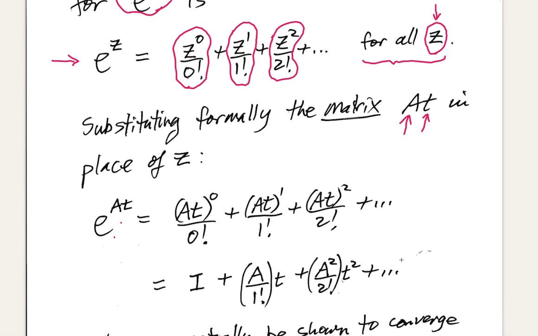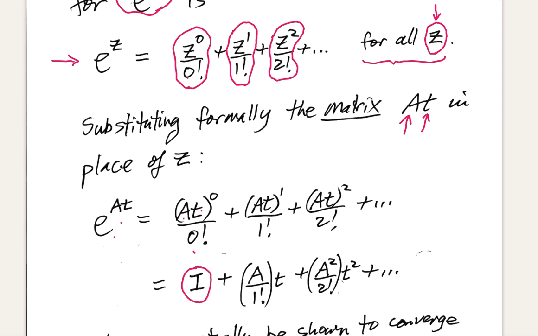Okay? Now, I'm going to declare the following. A times t, because t is just a scalar, a times t is also a 2 by 2 matrix. If I raise it to the 0 power, I'm going to declare that to be the 2 by 2 multiplicative identity. And since 0 factorial is 1, I declare that first term to be what?